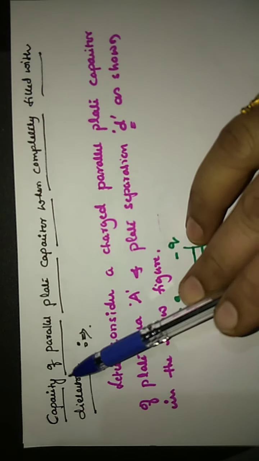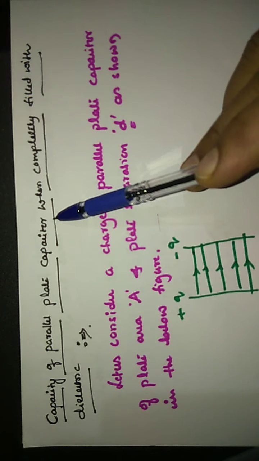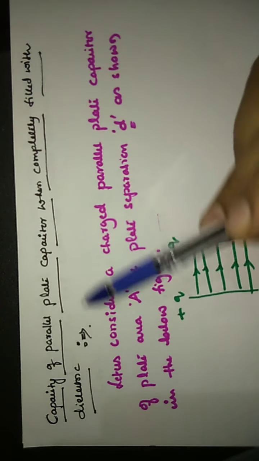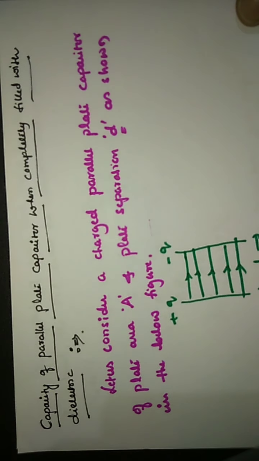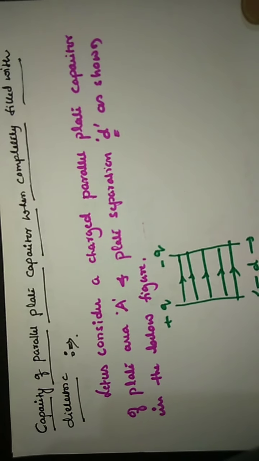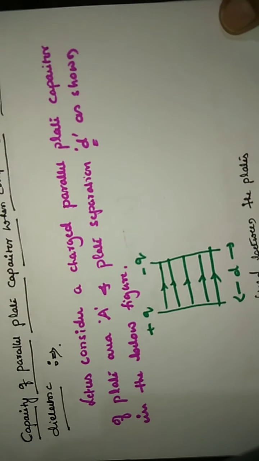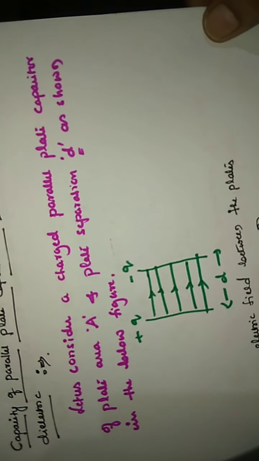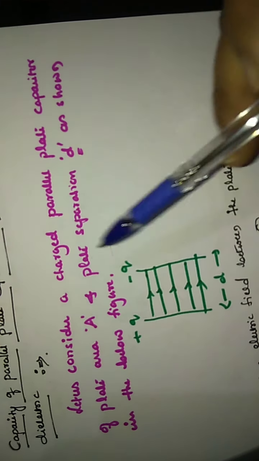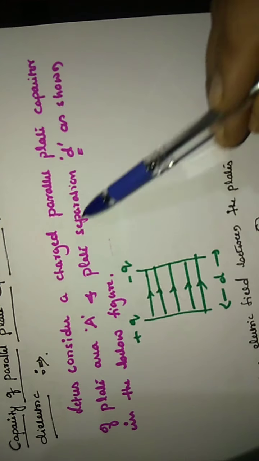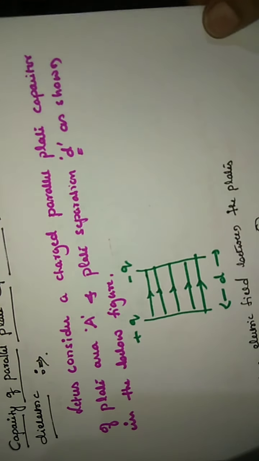Next, we shall derive the expression for the capacity of a parallel plate capacitor when completely filled with a dielectric. Now let us see what happens to the capacitance of a capacitor when it is completely filled with a dielectric substance or dielectric material. For that, let us consider a charged parallel plate capacitor of plate area A and plate separation D, as shown in the figure.